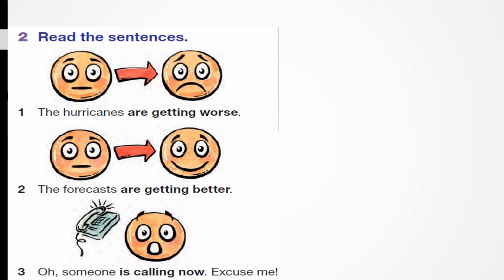Okay, now look at the third one. Oh, someone is calling now. What do you think about this sentence? Is the action changing here? No. So the action here is happening now. So in sentence 3, the action is happening now. So if you want to talk about actions that are happening now and also about changing, we use the present continuous tense.